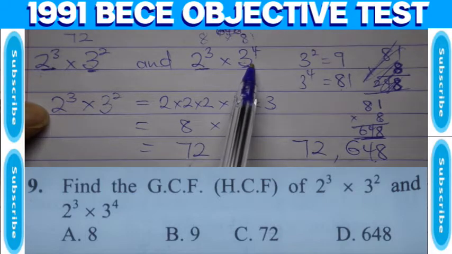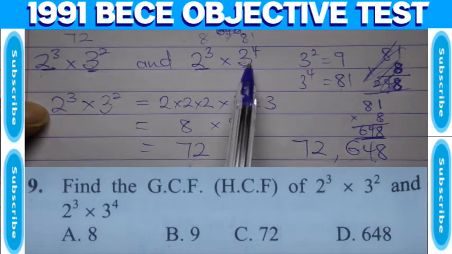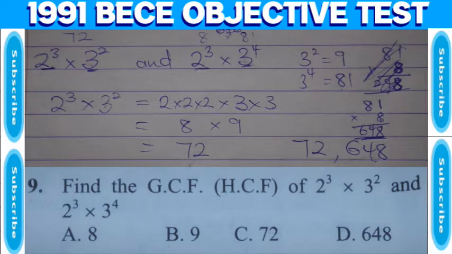You don't take the bigger one. You take the one that is the smallest. The smaller one can divide the bigger one over here. So you bring that one in over here as a factor. Then you multiply them out. You have 72. So we are done with question 9.